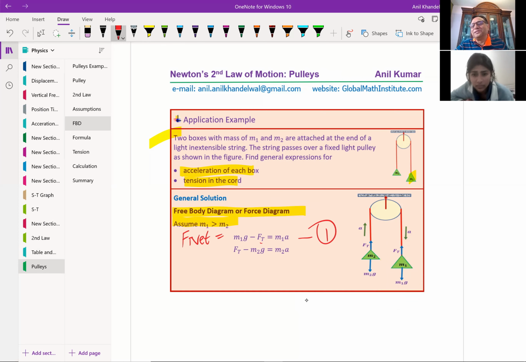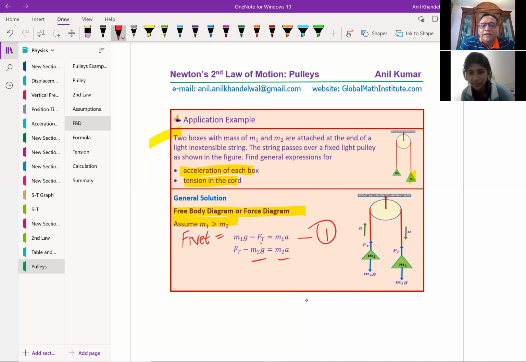It is not on the table. Since it is hanging, it also has this m2g force acting downwards. The tension is upwards and tension is taking it up. So we are taking up as the positive direction. So the net force here is Ft minus m2g. Acceleration is a, the same, since the string is inextensible and very light. So that is equal to m2a.